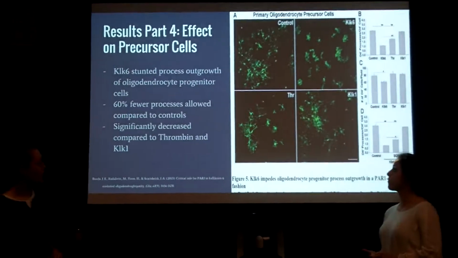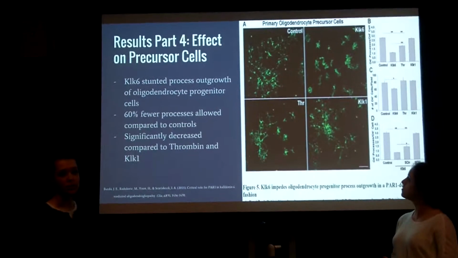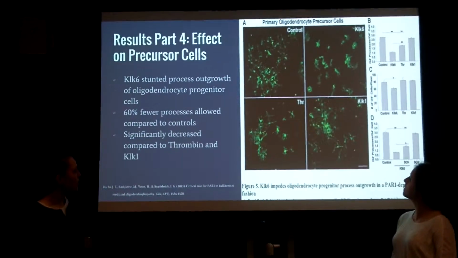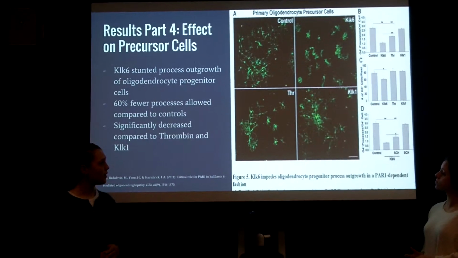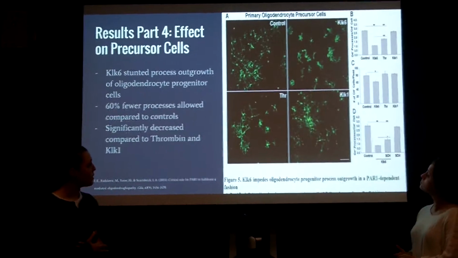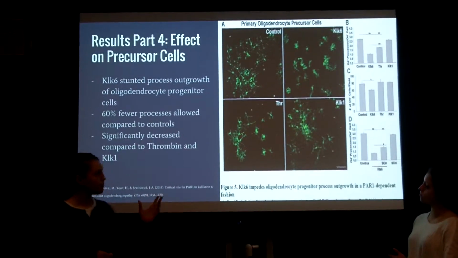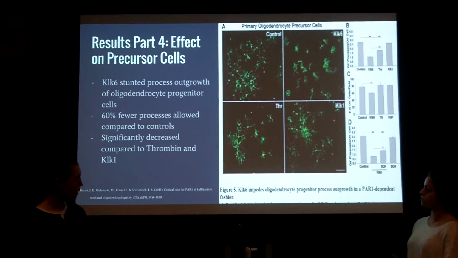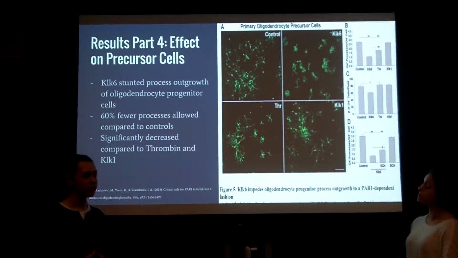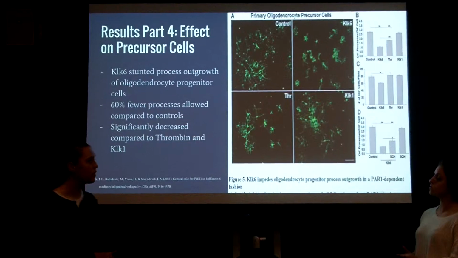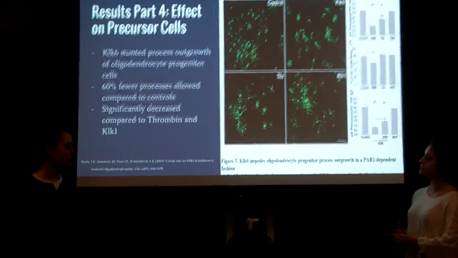In the last part, they looked at these primary oligodendrocyte precursor cells. These OPC cells are stem cells that give rise to the mature oligodendrocyte cells. And so they wanted to incubate those OPCs with KLK6 to see what the effect would be. And what they noticed was when they infused the stem cells with KLK6, it completely stunted their growth. Like, they weren't even able to grow at all. It wasn't even depolymerization, it was just no growth of the oligodendrocytes. And again, it's 60% fewer processes compared to the controls.